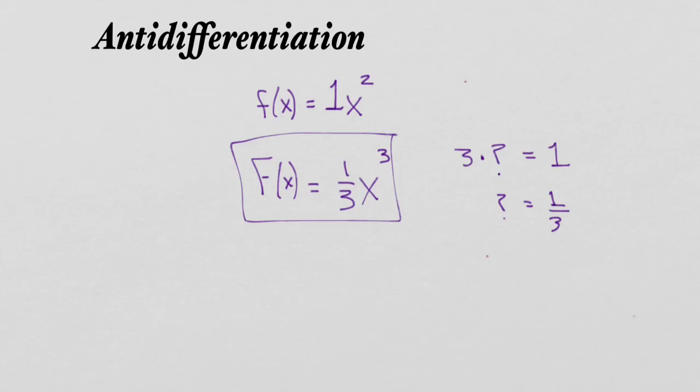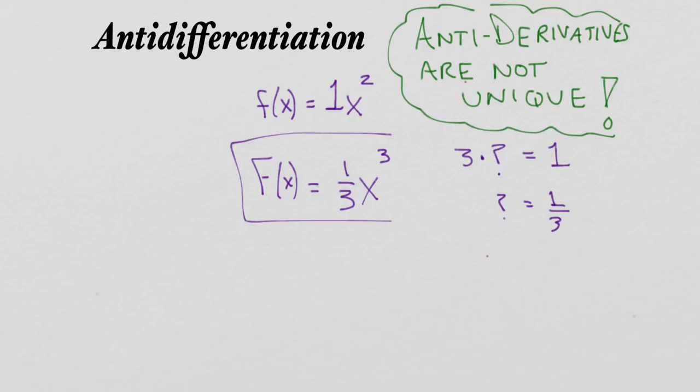There's one point that is unique to antiderivatives that is worth talking about, and that is that antiderivatives are not unique. Which simply means that there are multiple possible correct answers for any antiderivative. If we look at this example that we've begun with, if f of x is 1x squared and I antidifferentiate to 1/3 x cubed, there is no reason why my answer can't be 1/3 x cubed plus 4. And to prove that to you, let's check this.